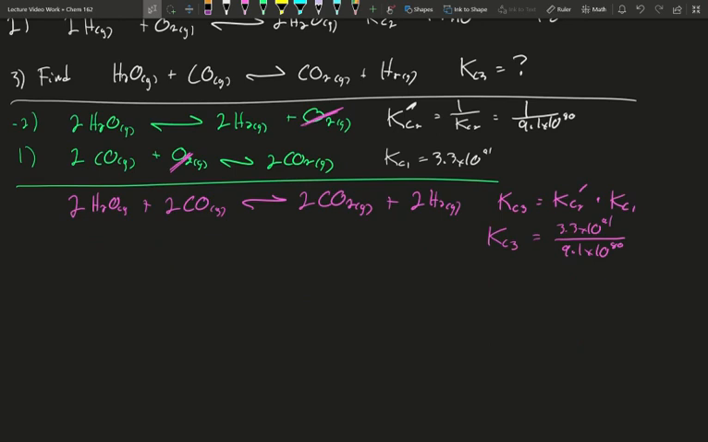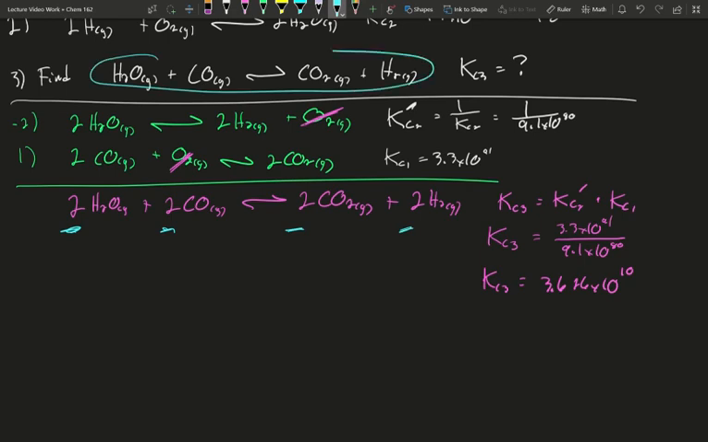Don't forget your parentheses when you calculate, but our Kc for our combined reaction should be 3.626 times 10 to the 10, except we had a problem. We're still double. And we didn't want to be double. So we haven't really solved the actual constant for the reaction we want yet. We found it for this times 2 reaction.